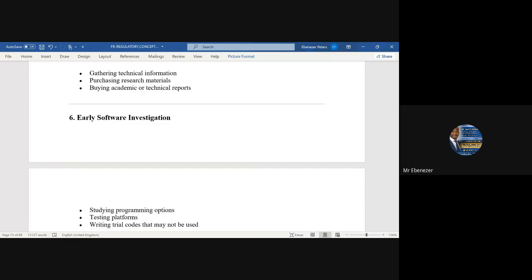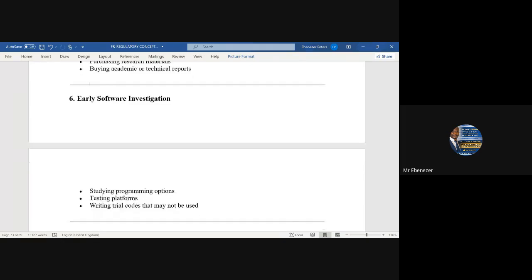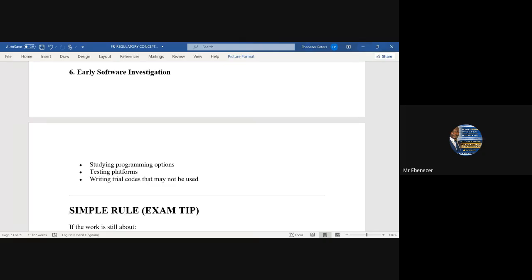So also we have the early software investigation stage. All of these also are meant to be expensed, like studying the program's options, testing the platform, writing trial codes. All of them are what we call research expense. They are all meant to be expensed.